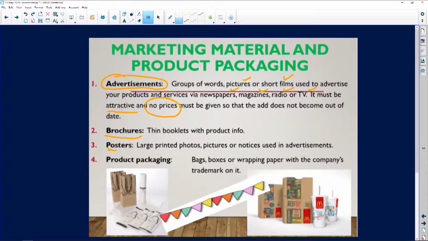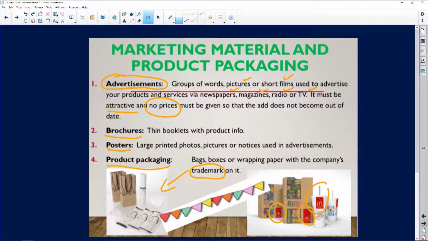Another one here is posters. Those are our large printed photos and pictures. Also, we can put big posters up as billboards next to highways. And then lastly, our product packaging, which I mentioned earlier. If you have a convention or a conference, the way you package your products or your refreshments will tell people about your trademark, who you are. Look here again. Oh, I'm getting hungry here. McDonald's. Look at all the branding that McDonald's use on their packaging to tell you exactly who and what they are.